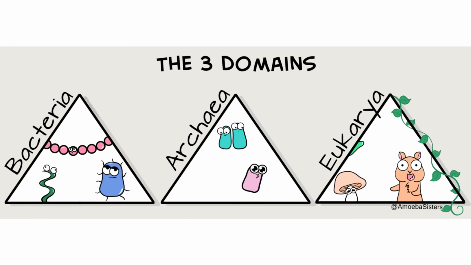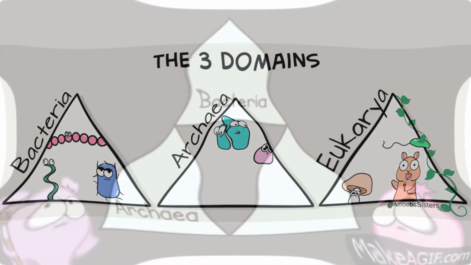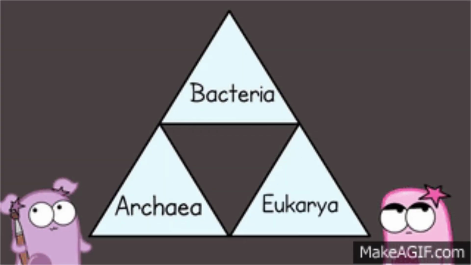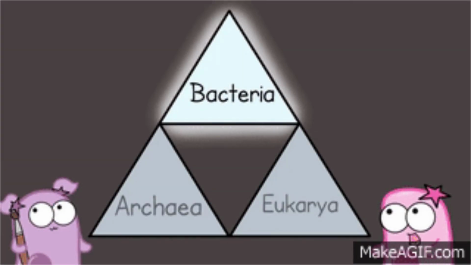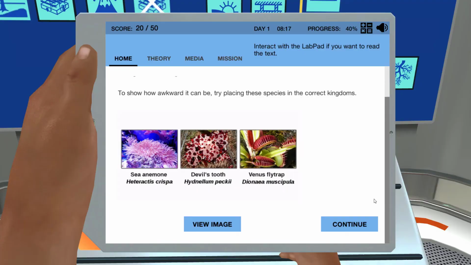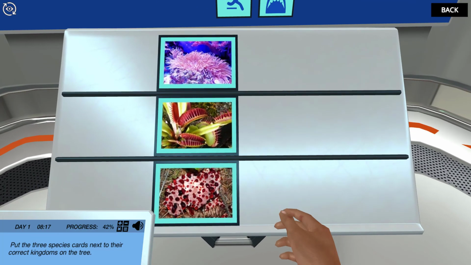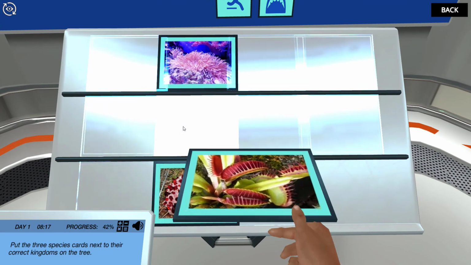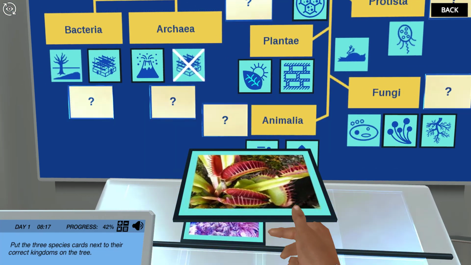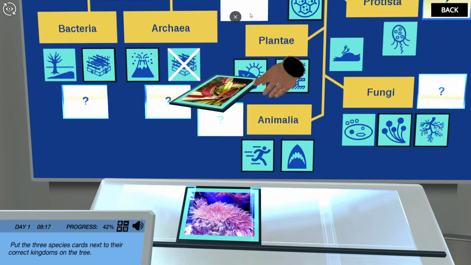You're making great progress. You've now reconstructed the basic branches of the tree of life. The detailed outer limbs in taxonomic trees are constantly changing as new data emerges and is integrated. To show how awkward it can be, try placing these species in the correct kingdoms. Put the 3 species cards next to their correct kingdoms on the tree.